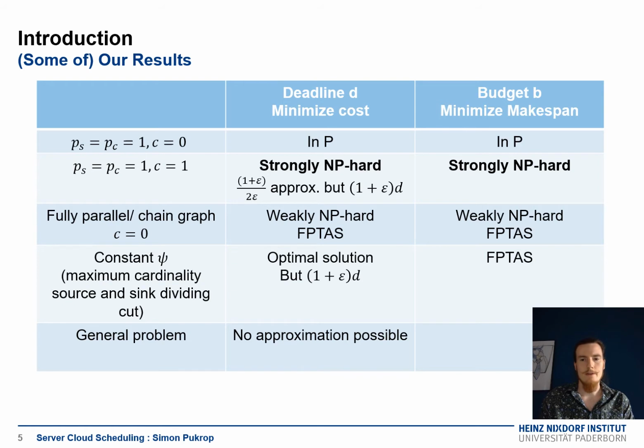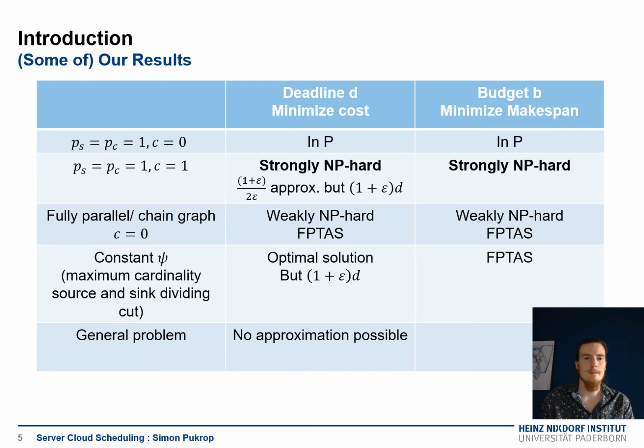Okay, then we looked at different task graphs. We have fully parallel graphs and chain graphs, with communication delay of 0. And this is weakly NP-hard for both of our objective functions. And for both of the objective functions on the constructive side, we also have FPTAS results. The FPTAS results also hold for the chain graph case when the communication delay is arbitrary.